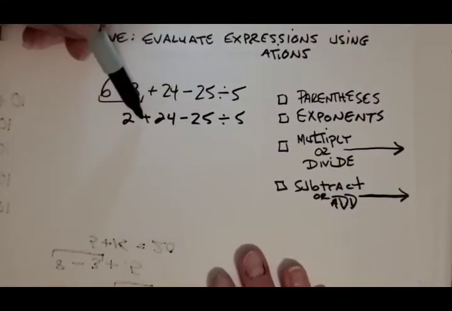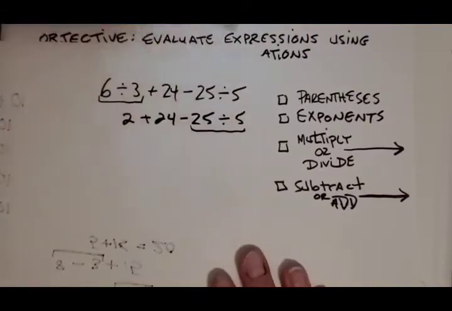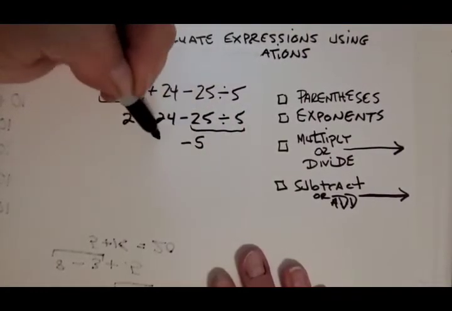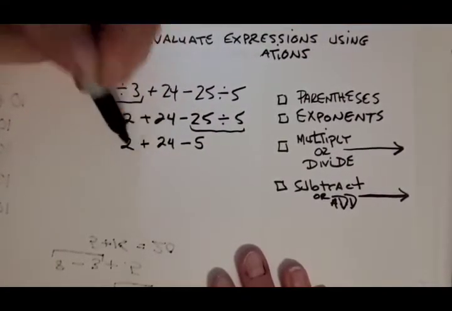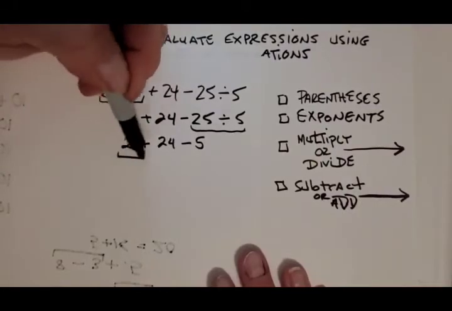Nope. Don't let this fool you. Go into multiply or divide. Yep. There's a little bit of division. It's 5. Copy and copy. Now the last steps, subtract or add. You've got to move left to right. So we're going to move left to right.